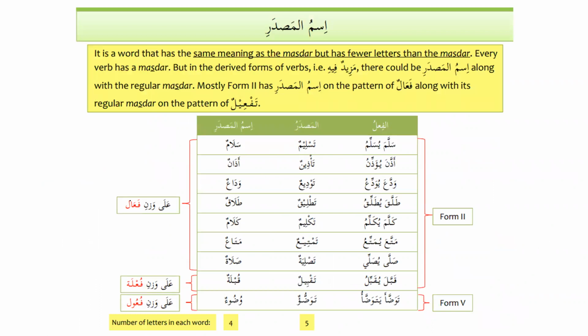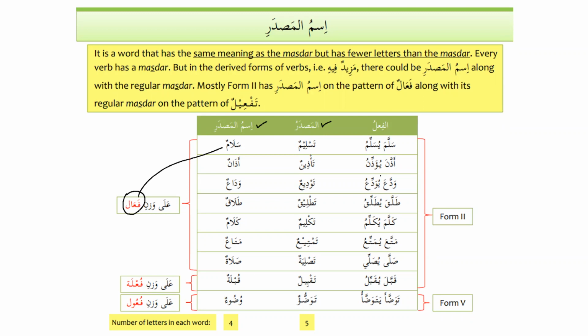So generally it comes on the pattern of fa'alun. What is the pattern? Fa'alun. So we have sallama, yusallimu, taslimun. Taslimun is the real masdar, and salamun is what? Ism al-masdar. So we say assalamu alaikum. So this is ism al-masdar. It's on the pattern of fa'alun. Fa'alun is a very common pattern, and then we have 2 more patterns.